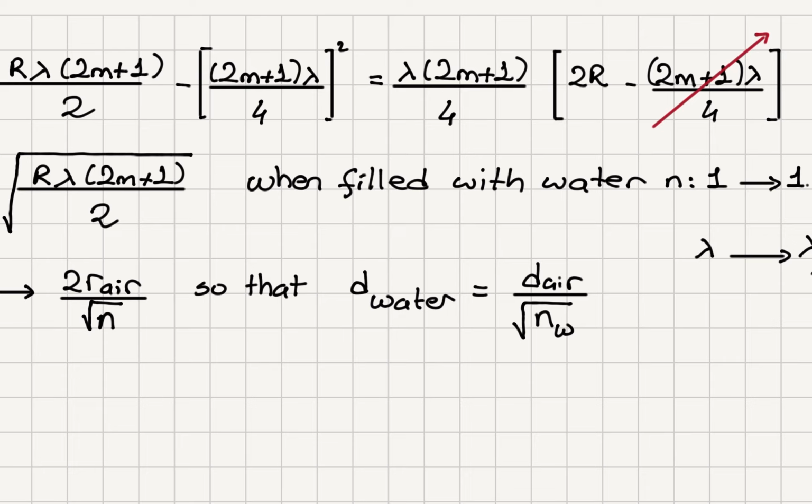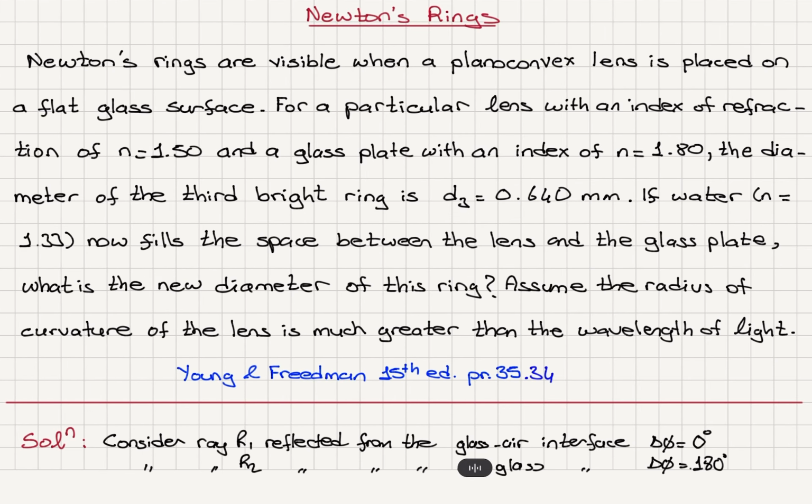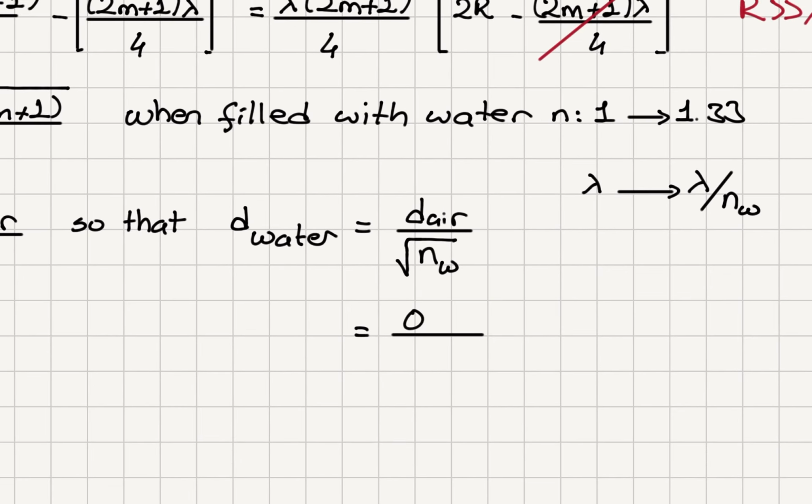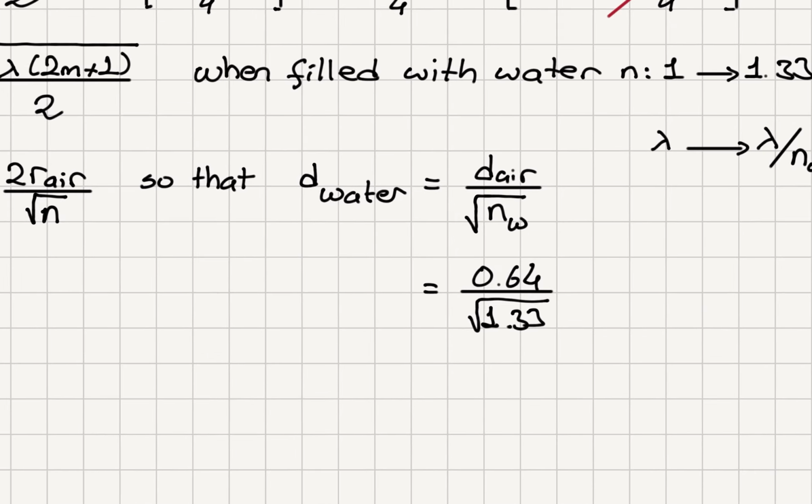So this is going to give me the diameter in air was measured to be 0.64 millimeters. So it is 0.64 divided by square root of 1.33. So I will find the diameter of the ring in the water to be 0.555 millimeters.